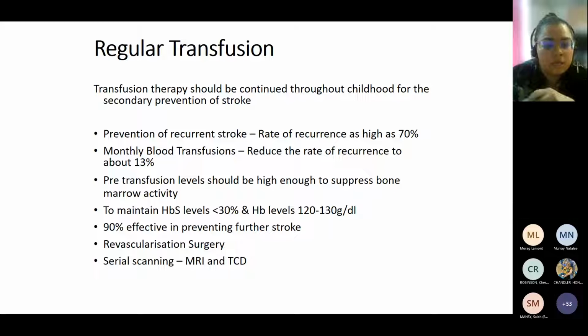And as John said, it's effective in preventing further strokes. Revascularization surgery is also an option for those whose bone marrows are very active and who are not tolerating top-up transfusions. And then we monitor these patients with serial scanning, so they have TCD at least annually, if not more often if there are concerns, and MRIs. We tend to do them 1 to 2 yearly, depending on clinical diagnosis and what we're looking for.